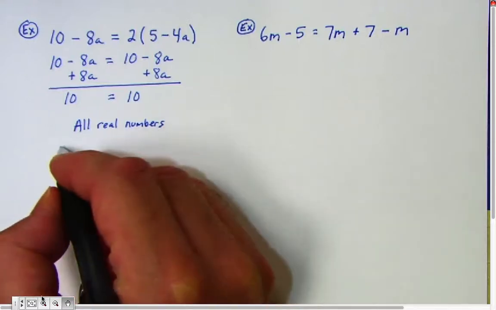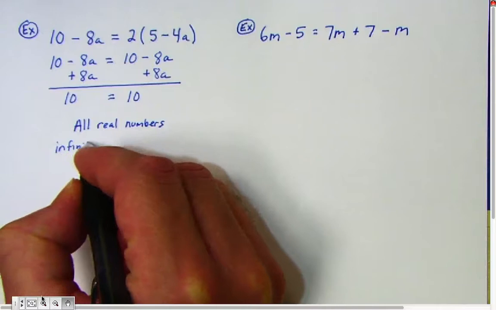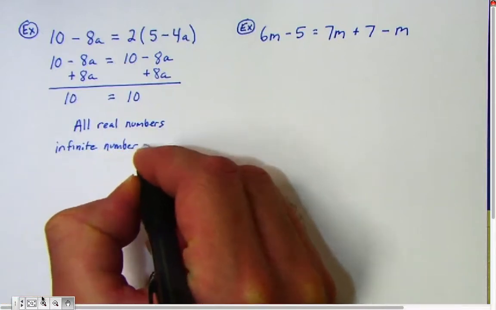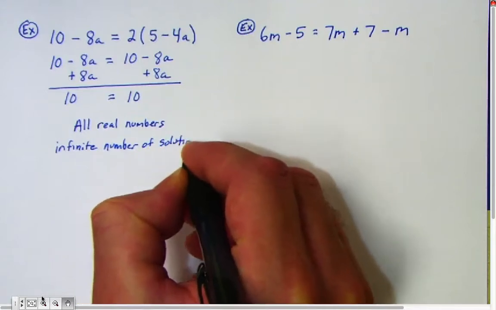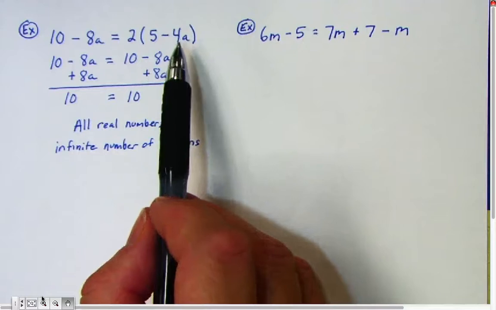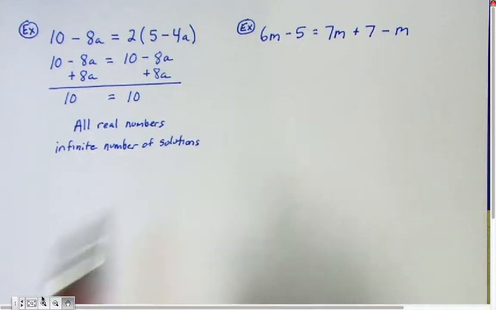Another way to describe this type of problem is that there is an infinite number of solutions. Not only could you put integers in here for a, you could put in fractions, you could put in decimals. So all real numbers will work. There's an infinite number of solutions to this problem.